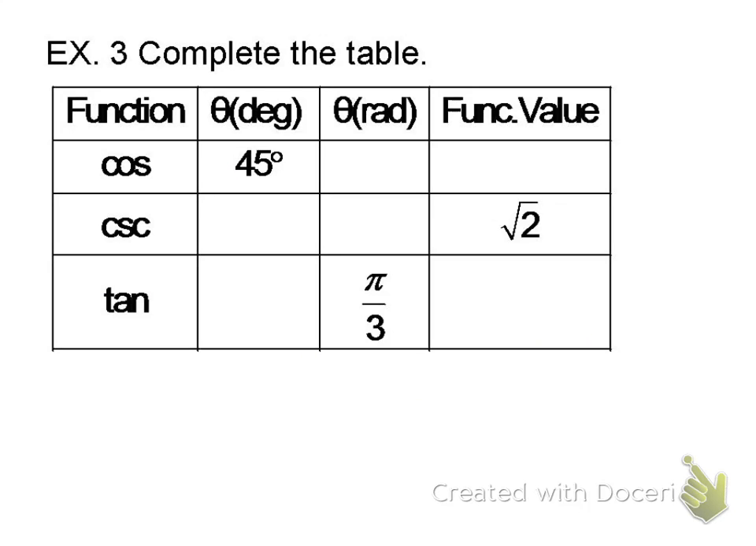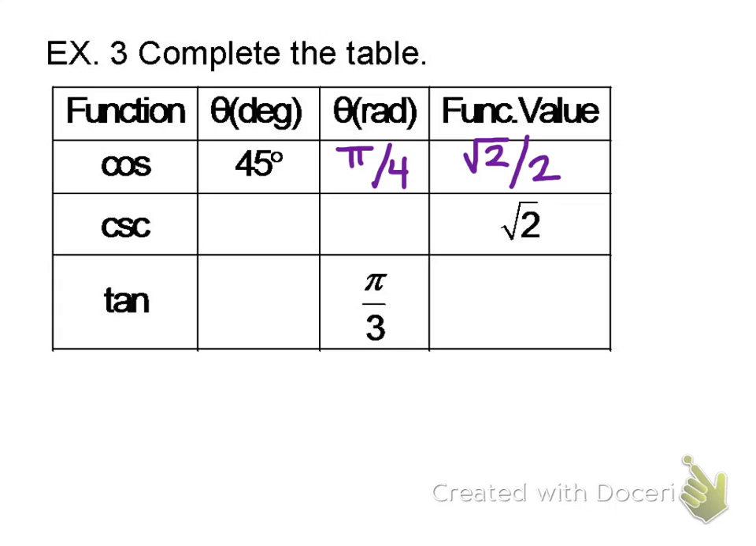Okay, number 3 wants us to complete this table. It's given us a certain trig function. It's given us a degree, a radian, or a function value, and we're supposed to find the other missing pieces. So the easiest way to do this is to use the unit circle, or the information from section 2. So if you look at 45 degrees on your unit circle, that is the same as pi over 4 radians. And then if I want to find the function value, that's the cosine value at 45 or pi over 4. Remember that the cosine is the same as the x coordinate. So the cosine of 45 degrees is the square root of 2 over 2.